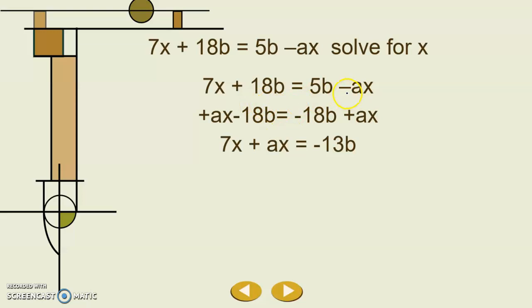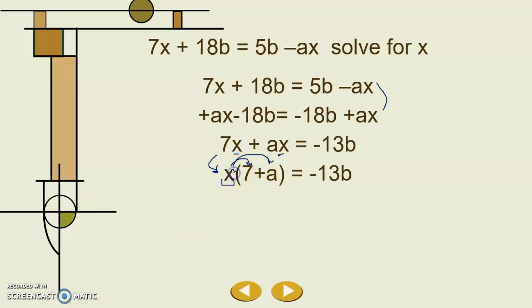When I move things around, I add ax to the left side and subtract 18b. We did kind of 2 steps in one here. I end up with 7x plus ax equals negative 13b. I'm going to factor out the x because they both have an x. So I'm like reversing the distributive property. When I factor out the x, if I redistribute, we'll see that we had what we started with, 7x and ax. So now I've got the x here, but it's still not by itself.